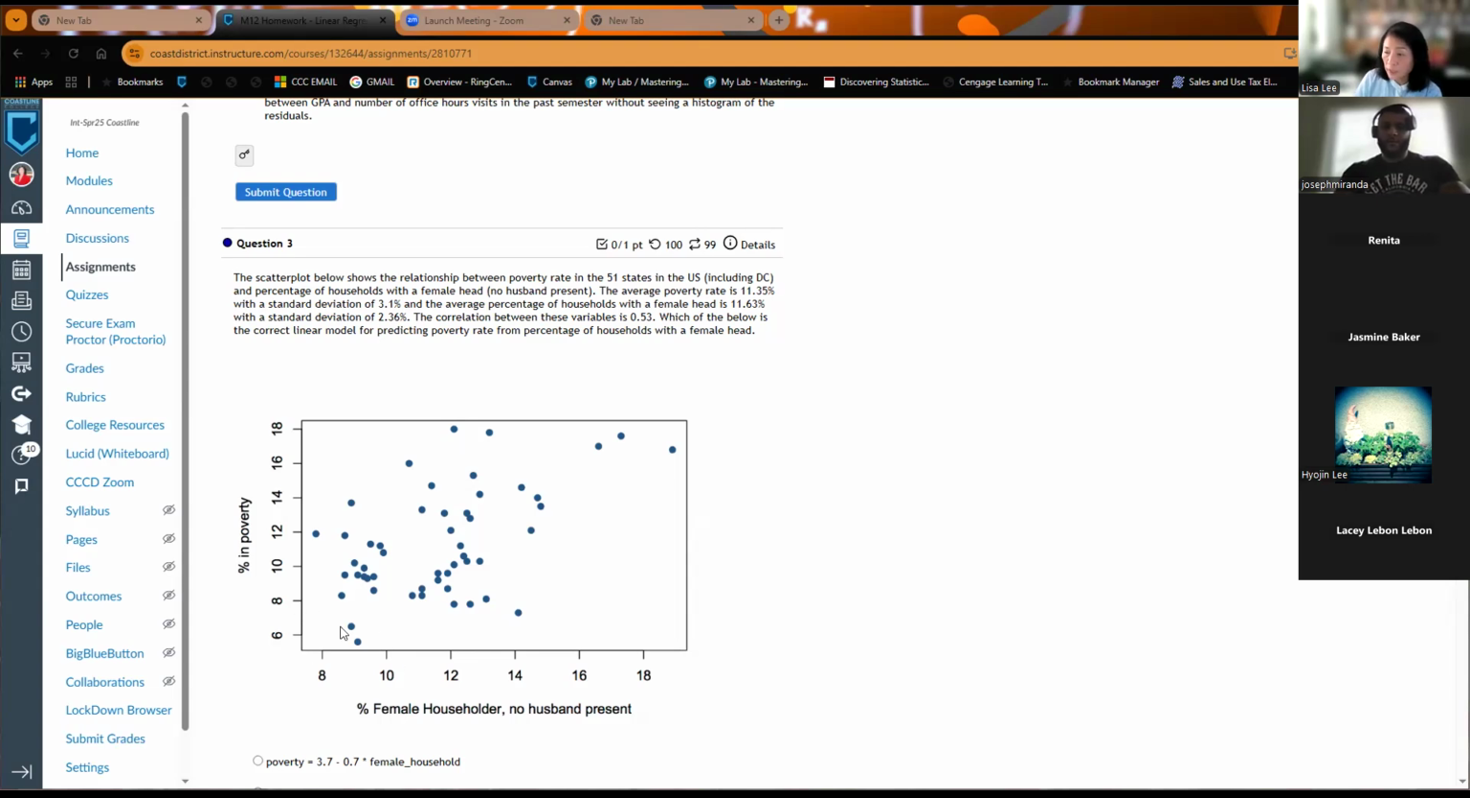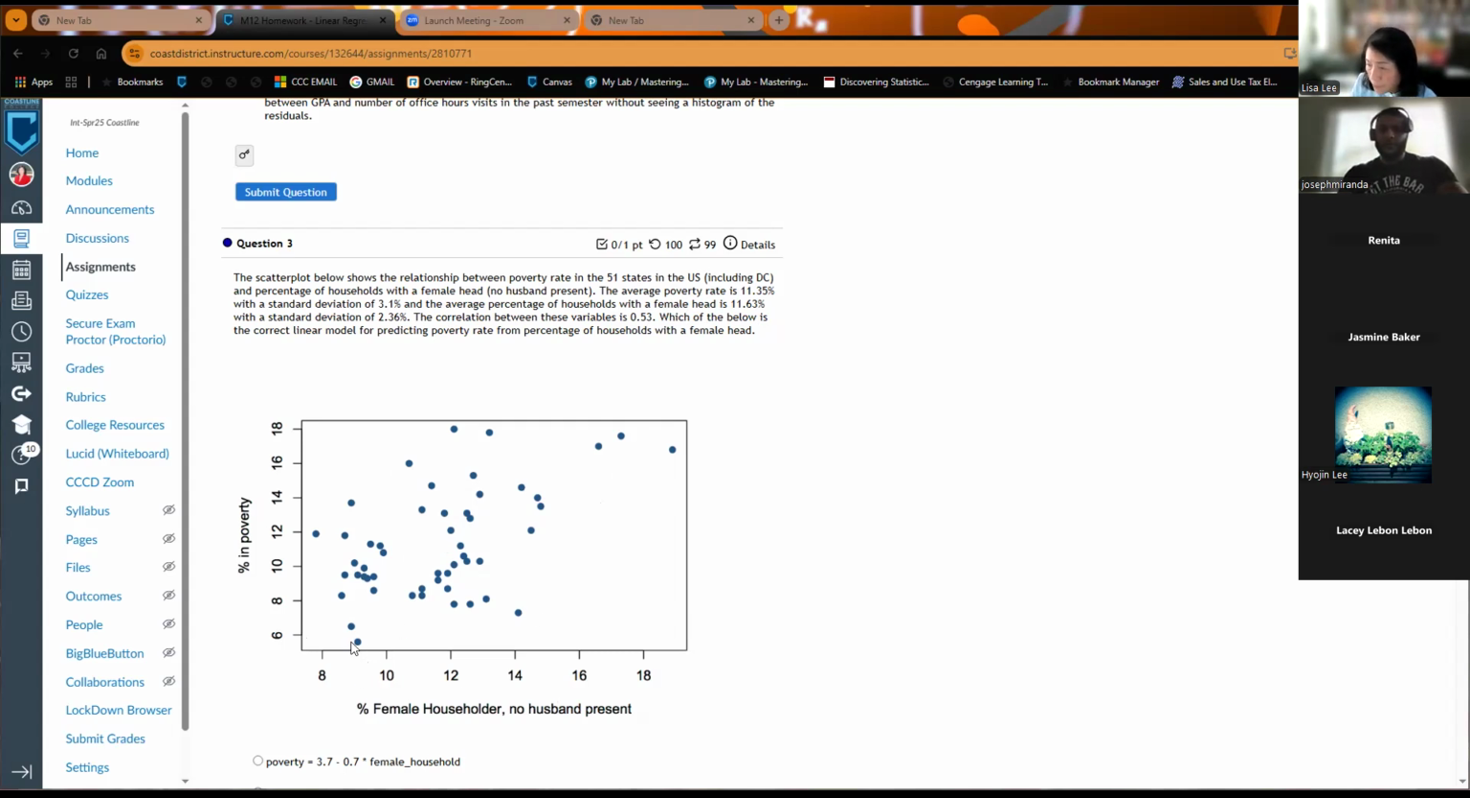Okay. That's for each data point, and we have information on the horizontal axis, which we used to call the X coordinate, right? And for this application of the social problem, the % female householder, no husband present, is put on the horizontal line, and the vertical line is the % in poverty. Okay. So this is a study among the United States, the 51 states in the US, including DC. And each point presents one state's information.